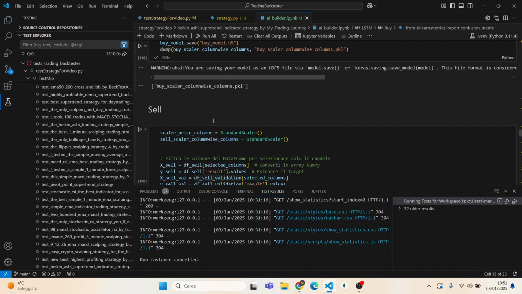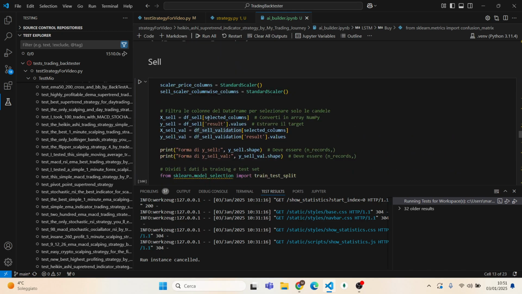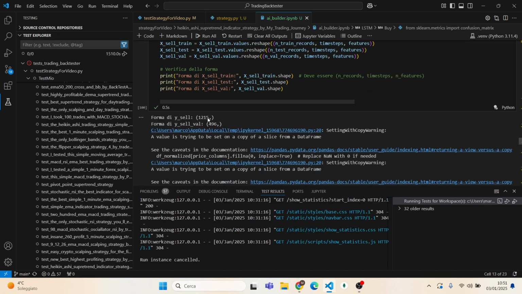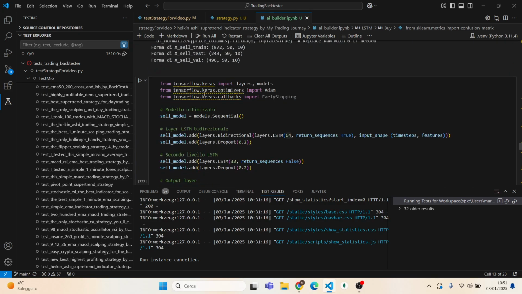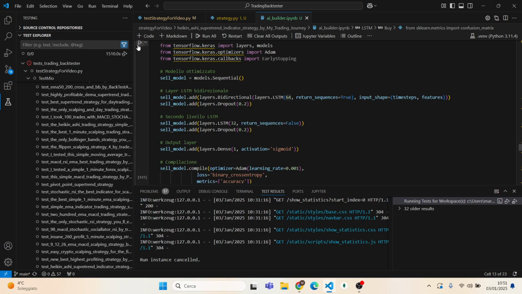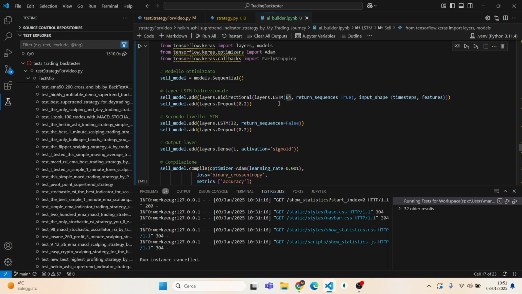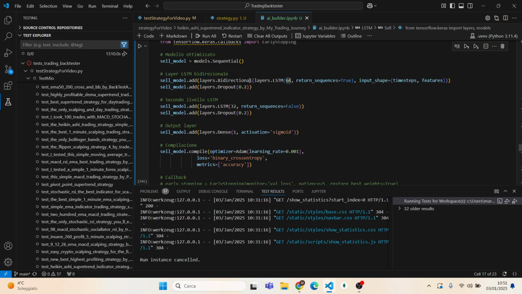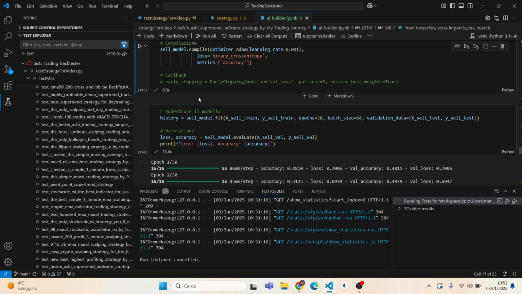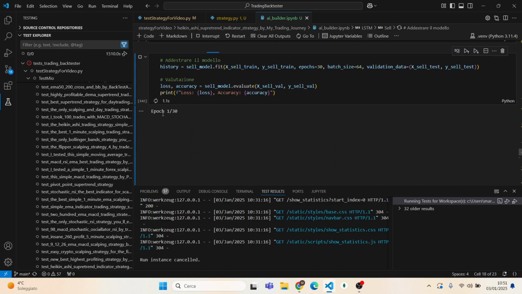But now let's see on the sell data how it performs. So here I'm reshaping the data, nothing new. Here I have the other model for the sell, the structure and the layers are the same, and now let's train the AI and let's see how it performs.